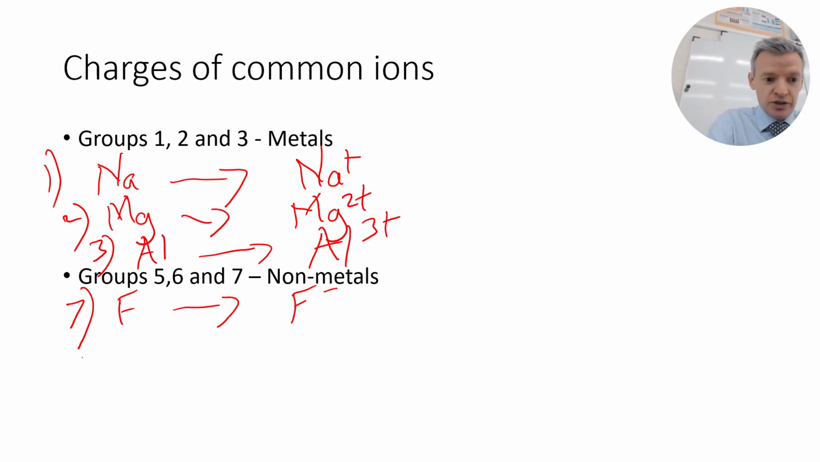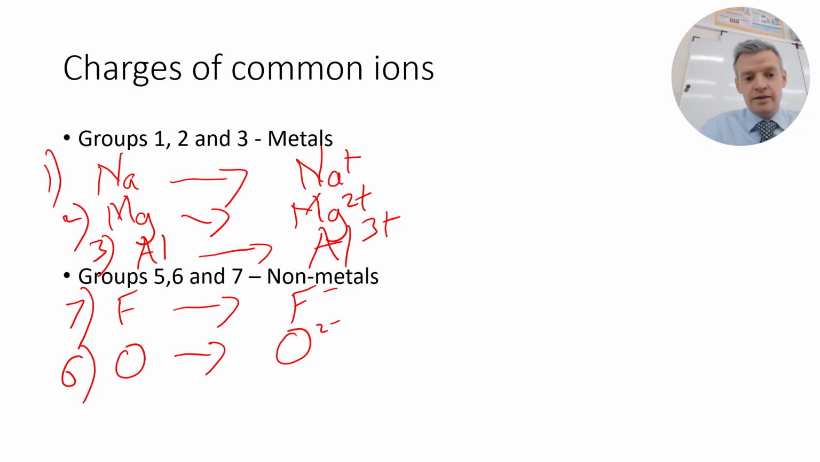And then I'm going to go to group 6. I'm going to use oxygen as my example. They have 6 electrons in their outer shell, therefore they gain 2. Oxygen ions have a charge of 2-.